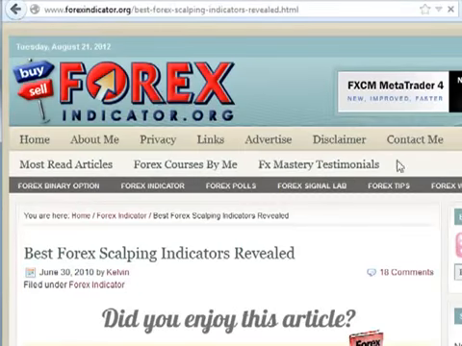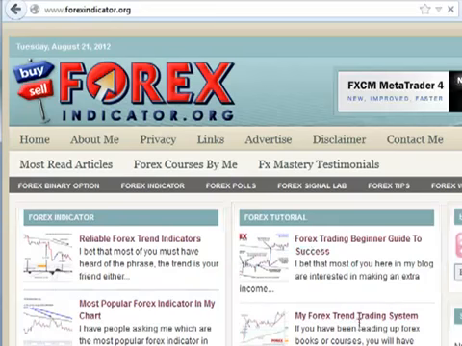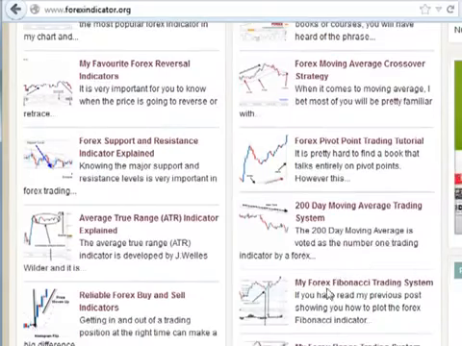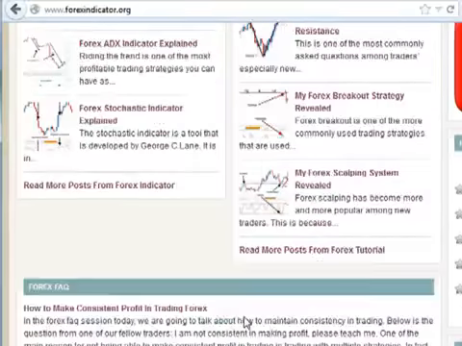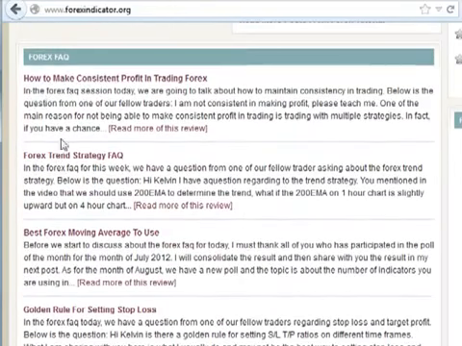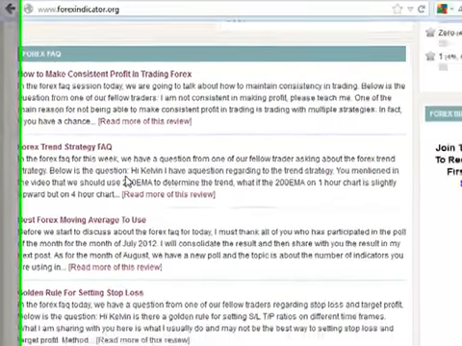Besides this, I also have this Forex strategy section. I share with you the Forex strategies that I'm using, the various Forex strategies here. And most importantly, it comes with a Forex FAQ. This Forex FAQ section is the place where I answer the questions asked by the subscribers of the newsletter. In fact, the newsletter is free.